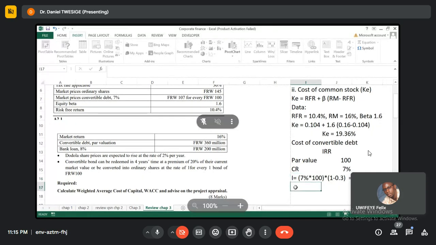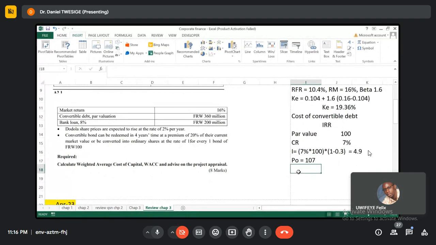$4.9. Good. Now, what is the market price? We have it. The current market price is 107. That one we have it. The current market price of the debt is 107. Now, what else do we need? We need a redeemable value.